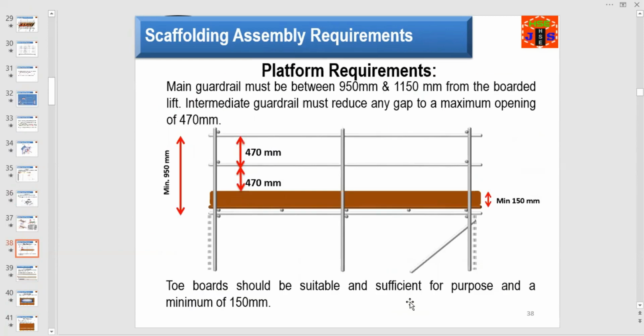Let us discuss now the platform requirements. Main guardrail must be between 950 mm and 1150 mm from the boarded lift. The center one is the mid rail and the top one is top rail, and together it is called guardrail. Toe boards should be suitable and sufficient for purpose and a minimum of 150 mm. This is the example of toe board, and it should never be less than 150 mm.